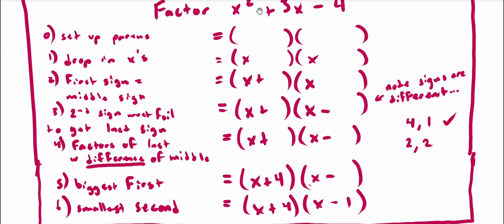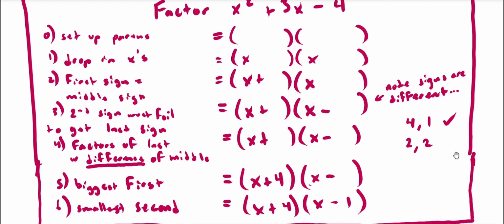How did we factor x squared plus 3x minus 4? First, we set up parentheses. Then we dropped an x into the first places. Then we put the middle sign, a plus, down into this first term. The second sign needs to FOIL to give me a minus in this position, so this must be a minus sign that goes here. Then we notice that these are different, a plus and a minus, two different signs.